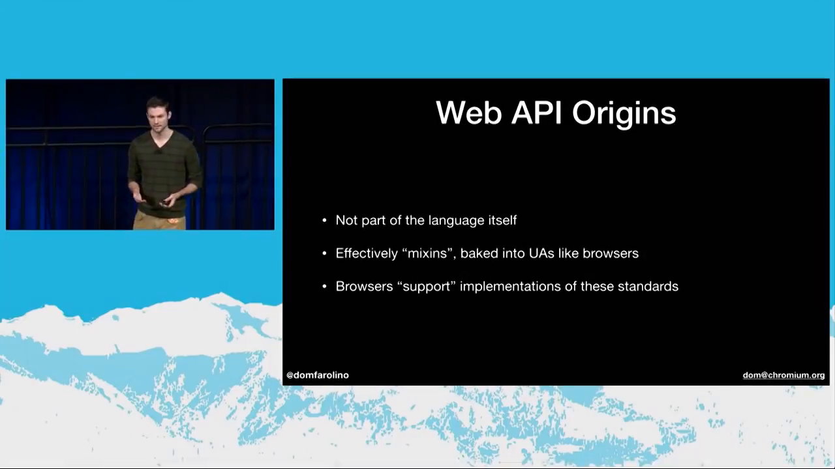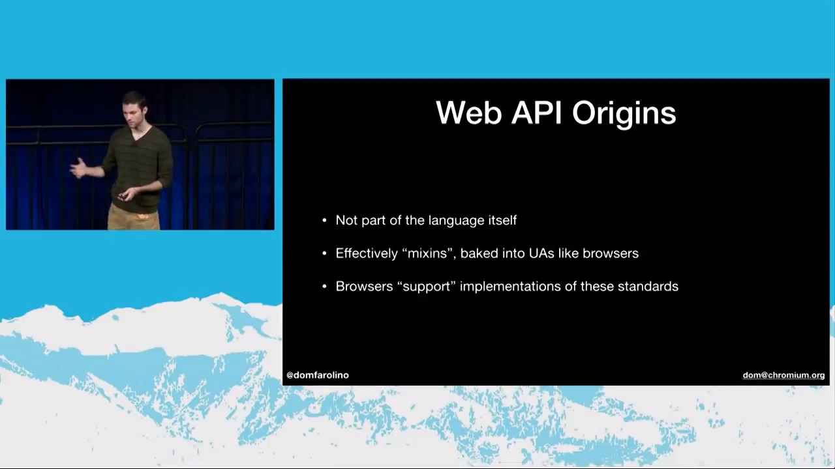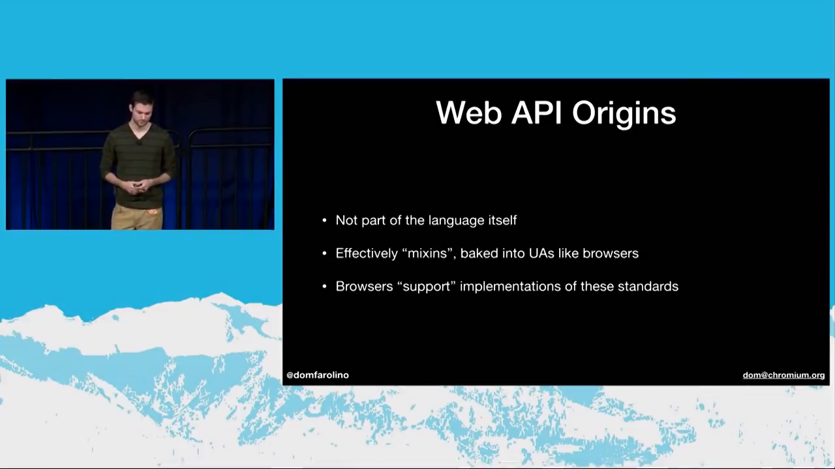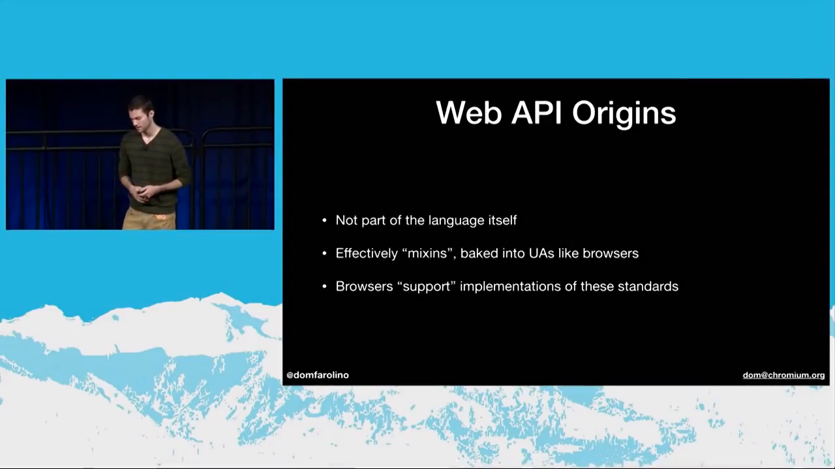They're effectively mix-ins, and they're baked into the browsers, and browsers can support a version of ECMAScript as their JavaScript engine and a bunch of web APIs that we can use that tag alongside this version of ECMAScript and interplay with it. And so we have ECMA, right? They're responsible for, and TC39 are responsible for standardizing ECMAScript and the JavaScript that we all know and love. So who's responsible for standardizing the web APIs?